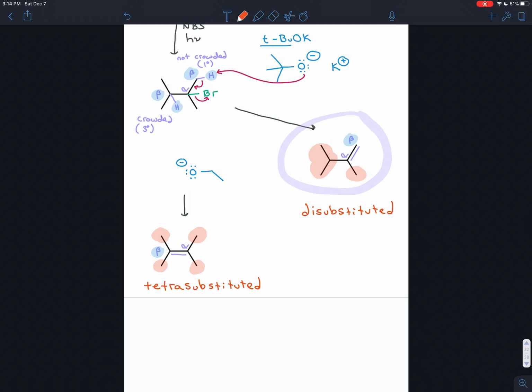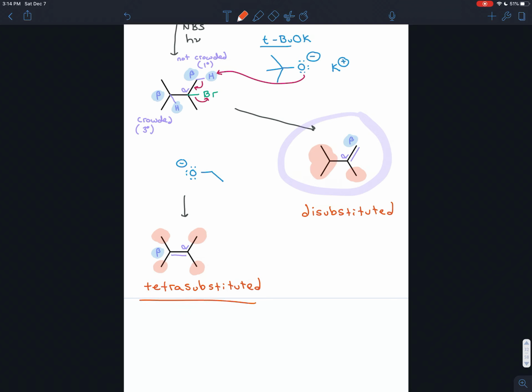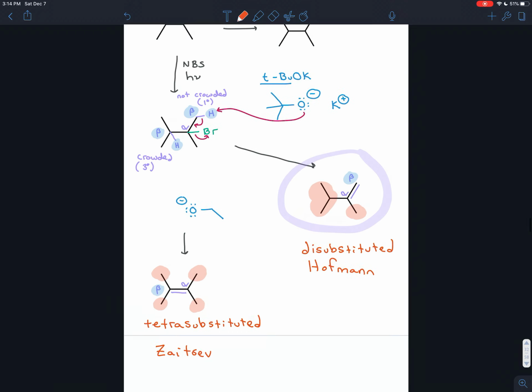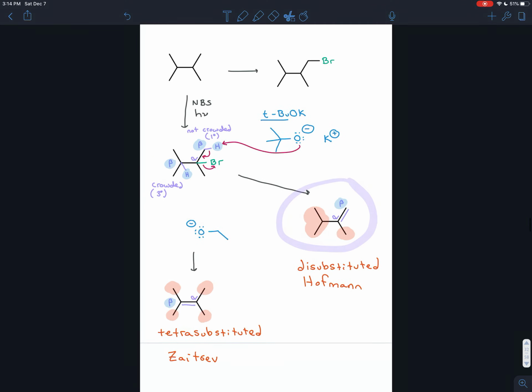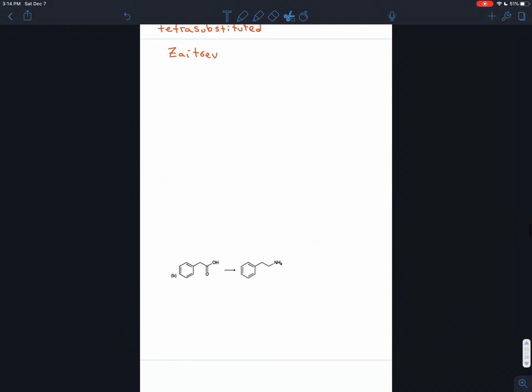And there were technical terms for the more substituted and the less substituted products of an elimination reaction. The more substituted product, here the tetra-substituted product, was called the Zaitsev product. The less substituted product, here the di-substituted product, was called the Hofmann product. Here we want the Hofmann product, and to get that you use a bulky base like potassium tert butoxide. So I'm going to take this setup that we have here, and I'm going to fill that idea in.